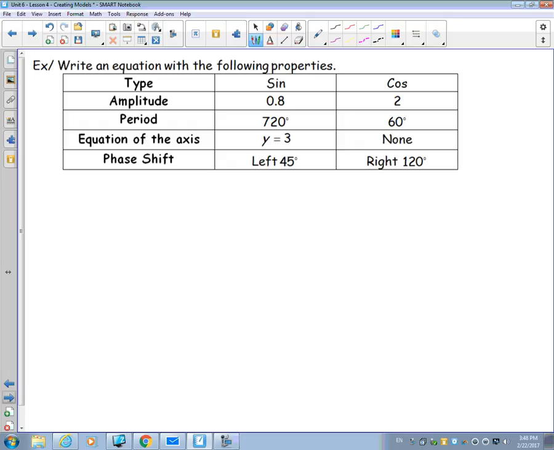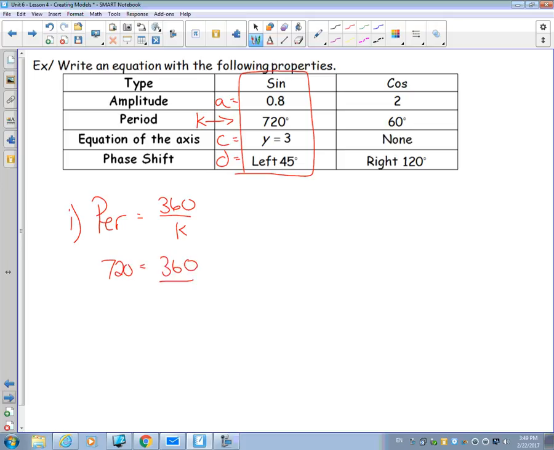So if we talk about equation number 1, we'll do this first one right here. We need an A value, which we have, an amplitude. We have a C value right here. We have a D value, our left 45. So the thing we're already missing is K. And K is going to come from here. It's not 720 itself, but it comes from there. Remember the idea that our period equals 360 over K. So if I know the period is 720, I have an equation I can solve.